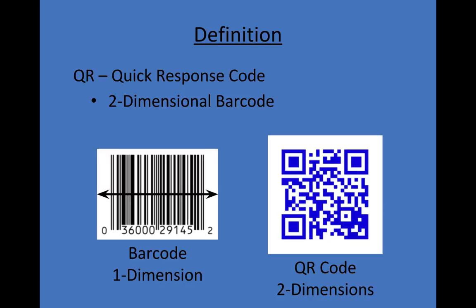A QR code now is two dimensions. It'll go both horizontally and vertically. So now it's going to code the information in two dimensions, not just one. So that's what I mean by a two-dimensional barcode. Okay, and that's all a QR code is. It's a two-dimensional barcode.